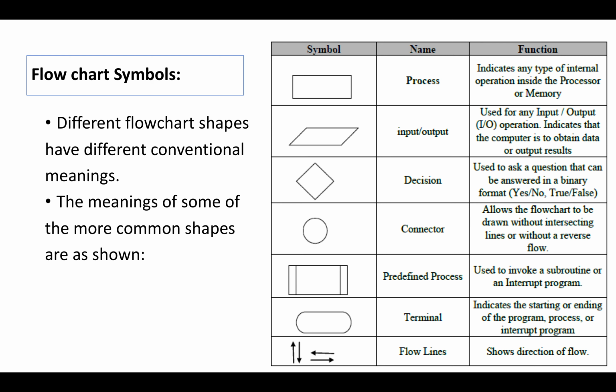Next one is used for terminal, that is, starting and ending of a program, process or interrupt program. And the last one is arrows, also known as flow lines, which show the direction of flow in the flowchart.